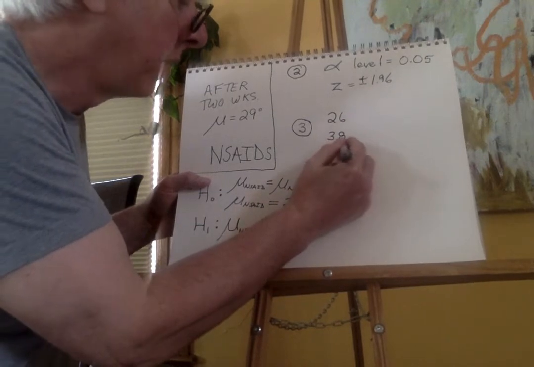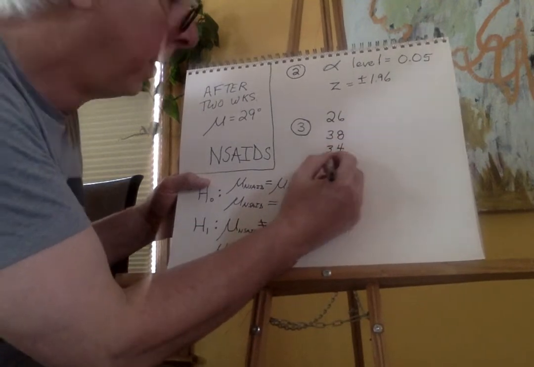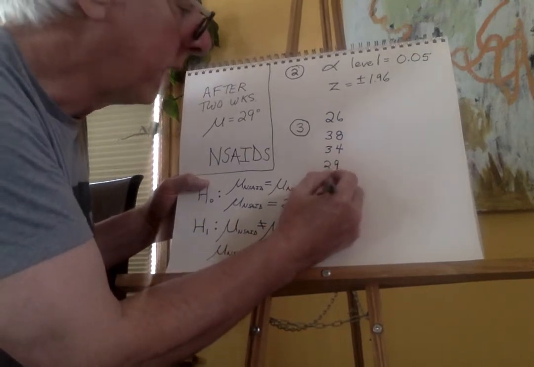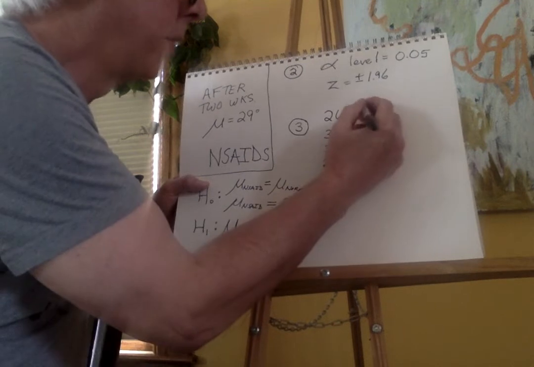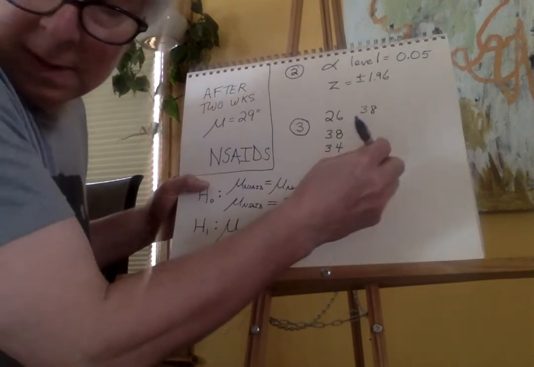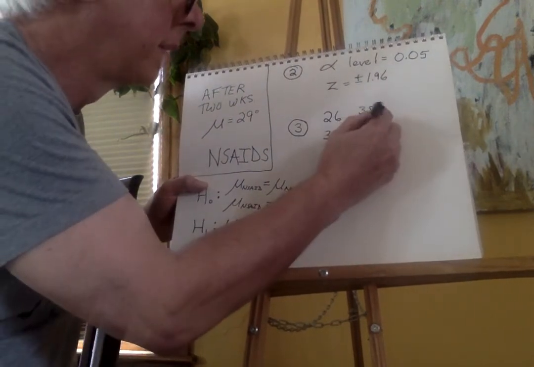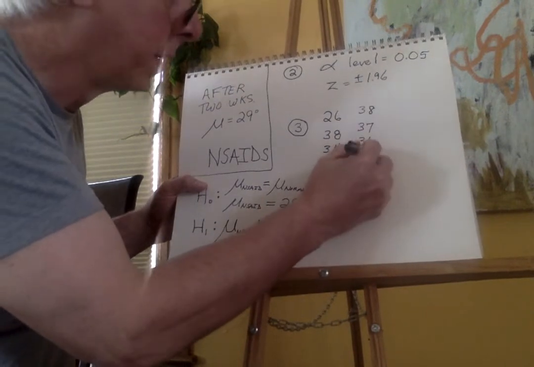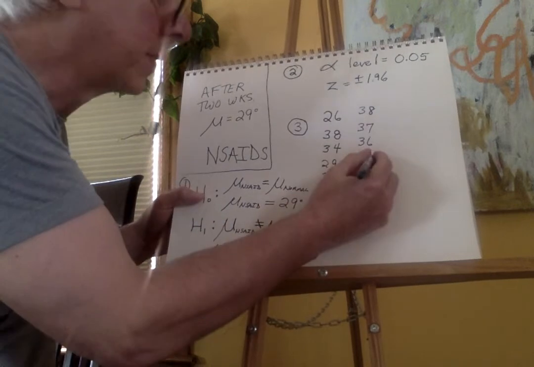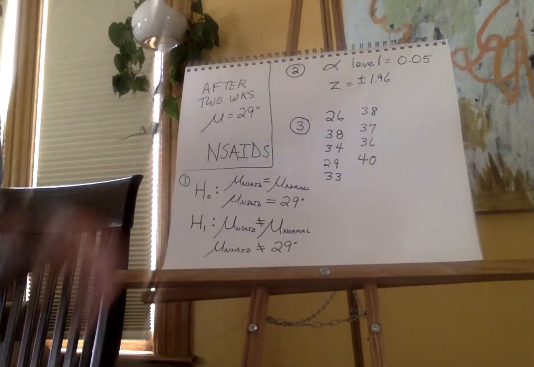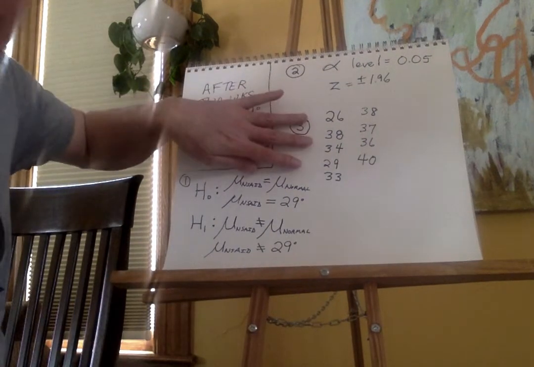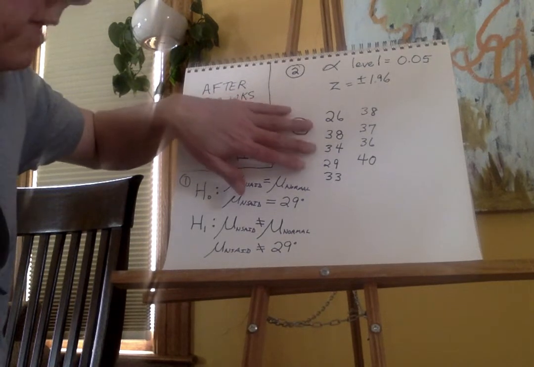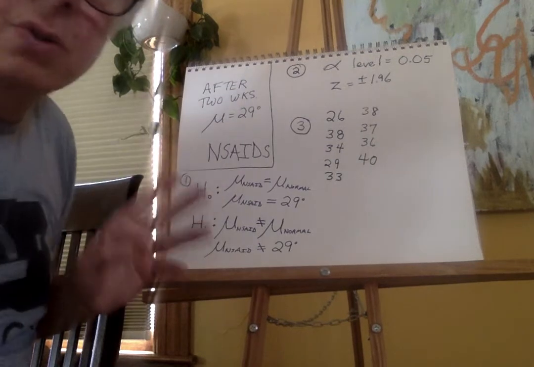26, 38, 34, 29, 33, 38, 37, 36, and 40. So these are degrees of improvement. This is the NSAID group. Okay, so this is the group that got the non-steroidal anti-inflammatory drugs prior to treatment.